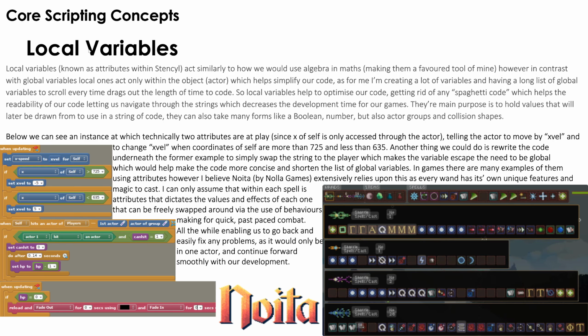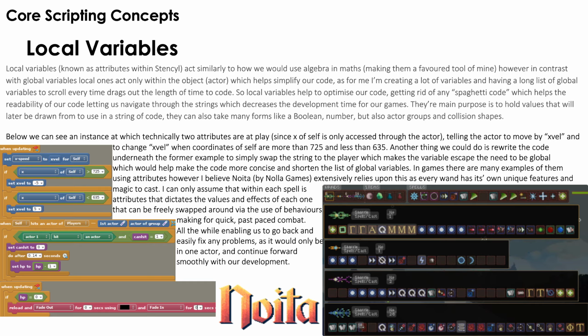Local variables, known as attributes within Stencil, act similarly to how we would use algebra and maths, making them a favorite tool of mine. However, in contrast with global variables, local ones act only within the object, which helps simplify our code. As for me, I'm creating lots of variables, and having a long list of global variables to scroll through every time drags out and lengthens the time to code.